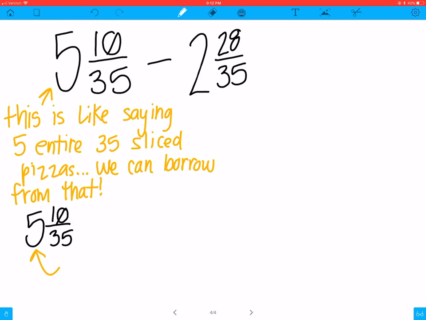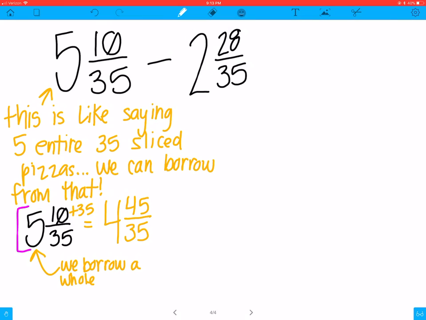So I borrow from the 5 and it becomes a 4. But when I look at these wholes, I actually have 35, so I'm adding 35. So my 5 becomes a 4. I add a whole 35 sliced pizza to my numerator, and I have 45 over 35. And I'm going to subtract 2 with 28/35. Now I'm able to subtract.